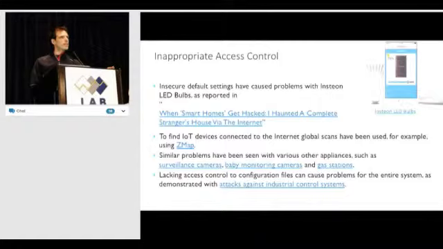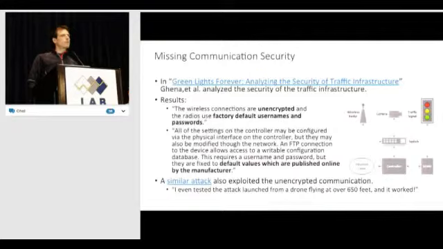And I've included an example where exactly the same problem happened. In a publication called Green Lights Forever, some researchers looked at traffic control systems, and you see an architecture picture on the right. It illustrates how these systems on the roads are interconnected wirelessly in the different components. And it turns out that even for these systems the wireless communication is not secured using encryption. There are default passwords used. Some of them are even hardwired, so you can't even change the default passwords.